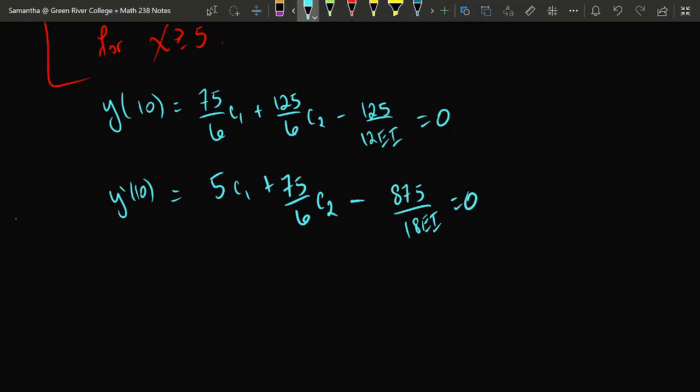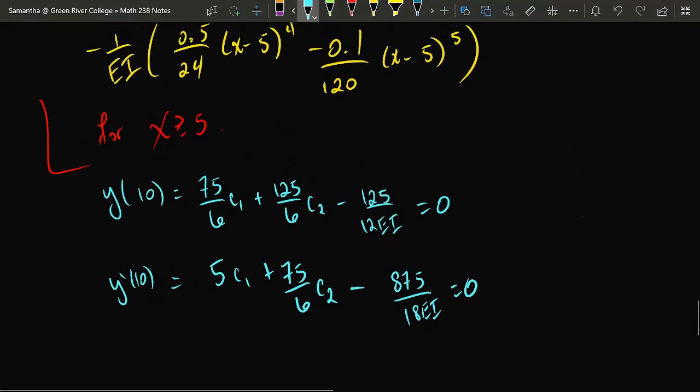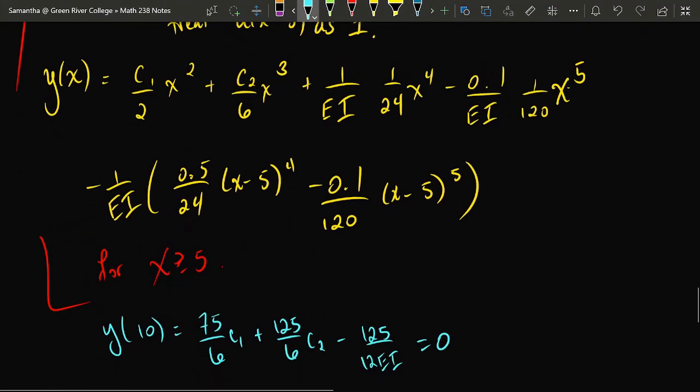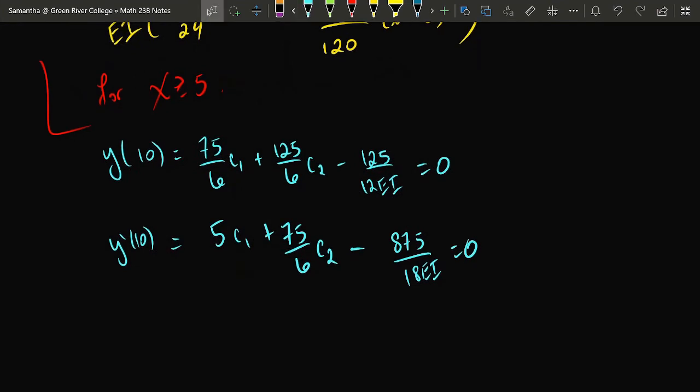6.5 hours later. Well, folks, it's been about 7 years, but I have finished calculating the value of y of 10 and the value of y prime evaluated at 10. And as you can see, we get a system of two equations here containing the two unknowns c1 and c2. So this is a system of equations which can be solved for c1 and c2 using any of the traditional techniques, for example, elimination or substitution.